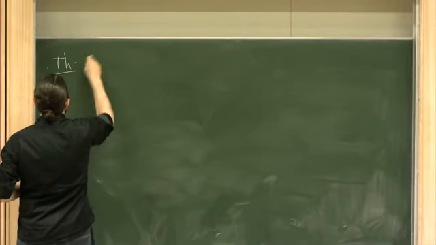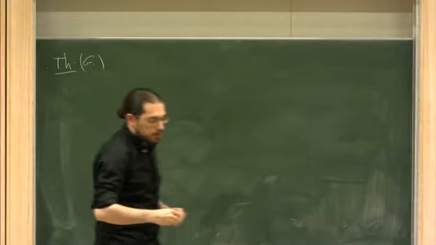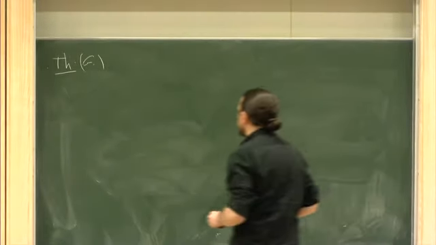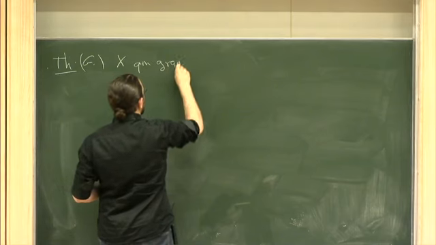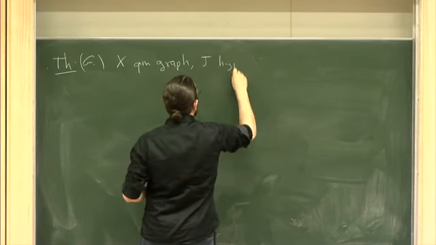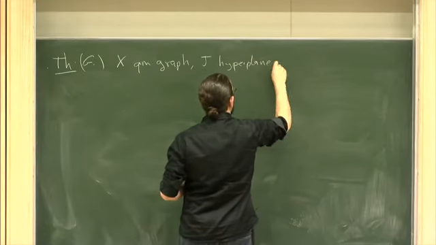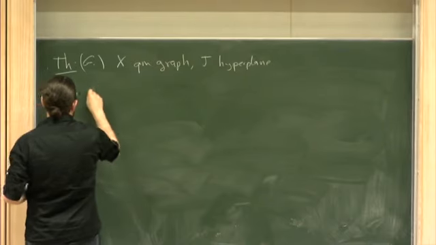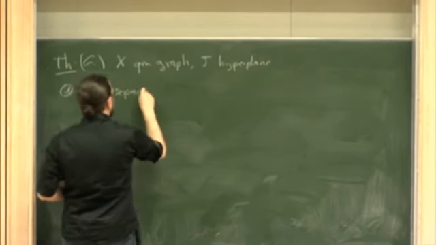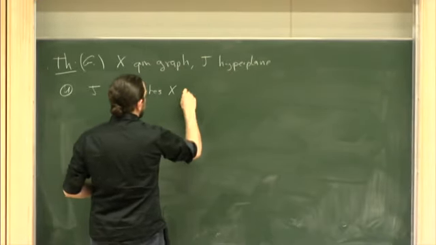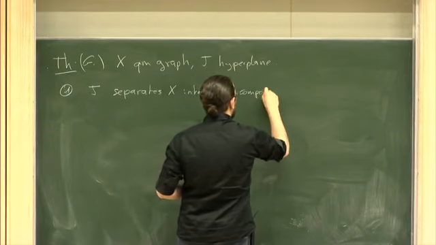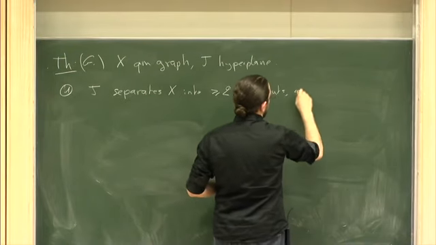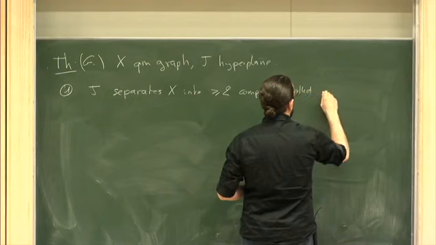So first I will state the result on the behavior of the hyperplanes. So I fix a quasi-median graph X and a hyperplane J. Okay, so the first point is that J separates X into at least two connected components, called sectors, and they are convex.